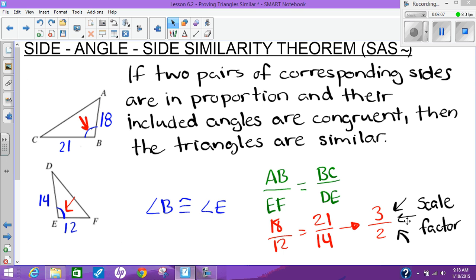Remember, again, that's the scale factor, 3 over 2. So we can say that these two triangles are similar by the side angle side similarity theorem. And you can just write SAS with the similar symbol.